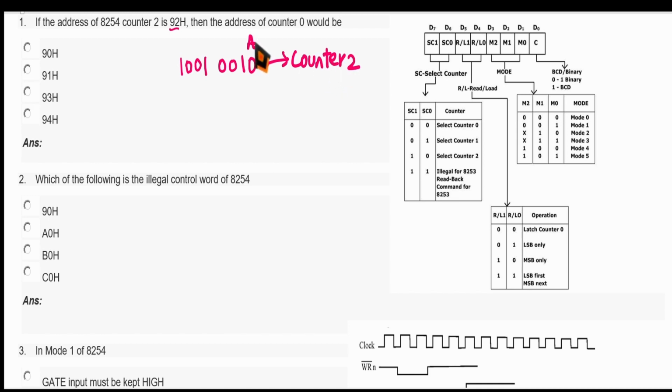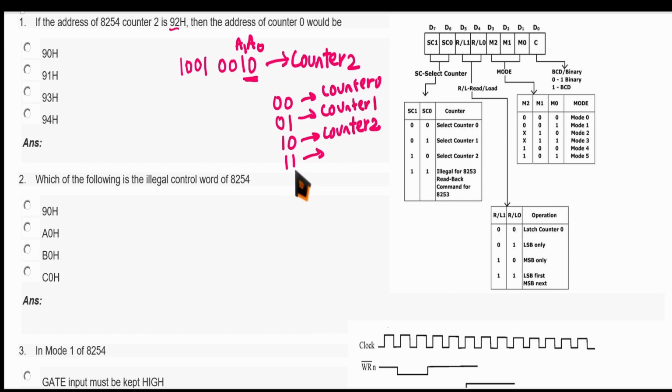Here this is A0, this is A1. These two address lines will be used to select the counters. These two bits may have 00, 01, 10, 11. Now for 10, this is counter 2. So 01 will be counter 1 and 00 will be for counter 0. And this is for control word register.